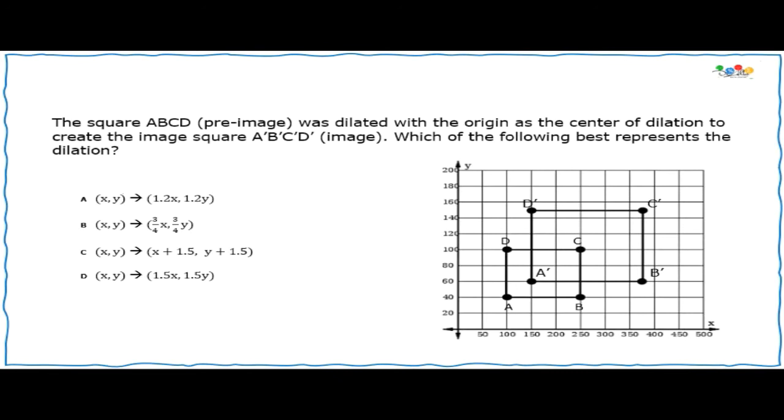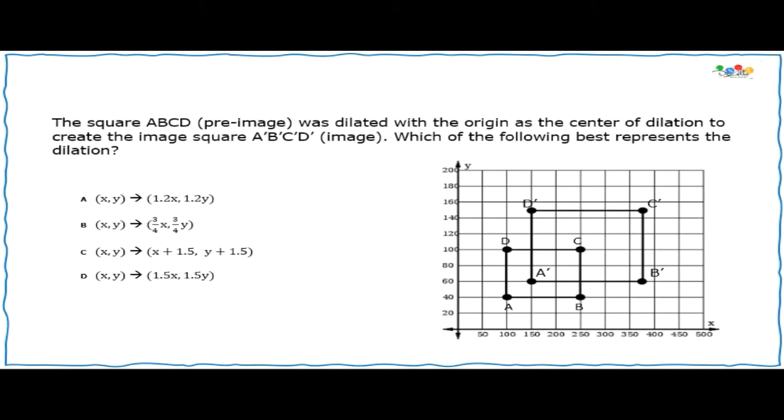The square ABCD pre-image was dilated with the origin as the center of dilation to create the image square A prime B prime C prime D prime. Which of the following best represents the dilation? So if you notice, there's no number in my problem right now that gives me that scale factor. Do you see that? So more than likely, I'm going to need to find the scale factor.